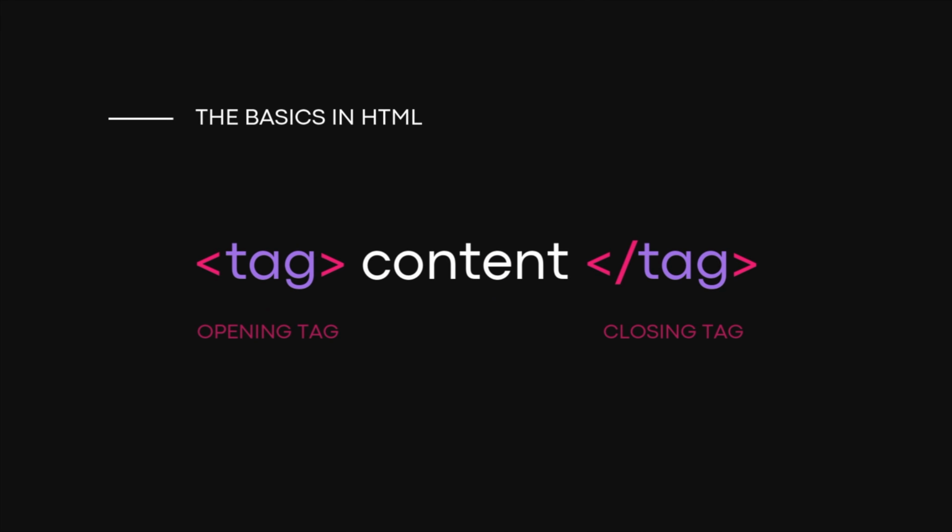Elements in HTML start with an opening tag. The opening tag begins with a less than sign, followed by the name of the tag, and then closes with a greater than sign. The element closes with a closing tag. The closing tag starts with a less than sign, followed by a /, then the name of the tag, and ends with a greater than sign. The content of the HTML element goes in between the opening and closing tags.